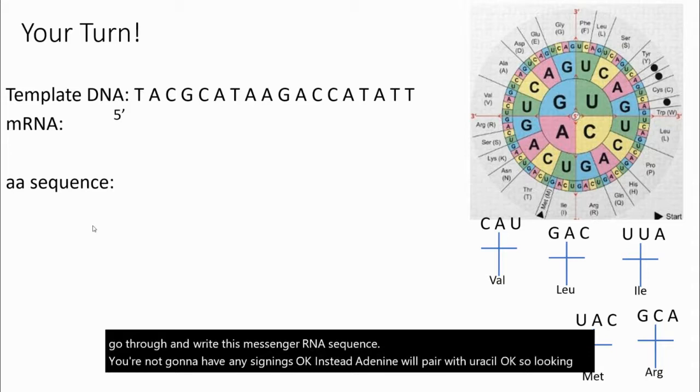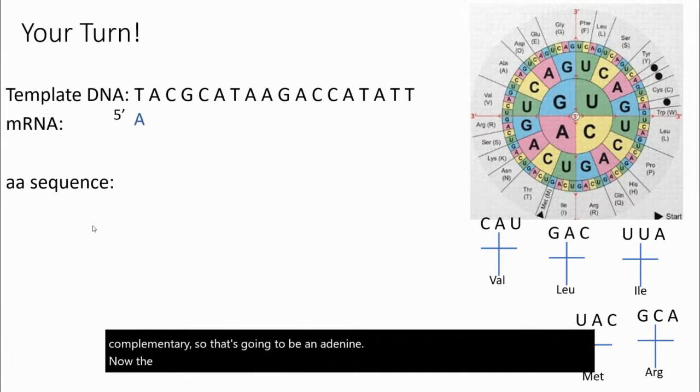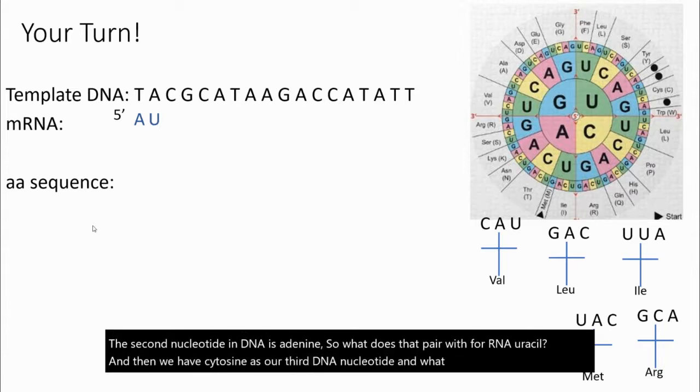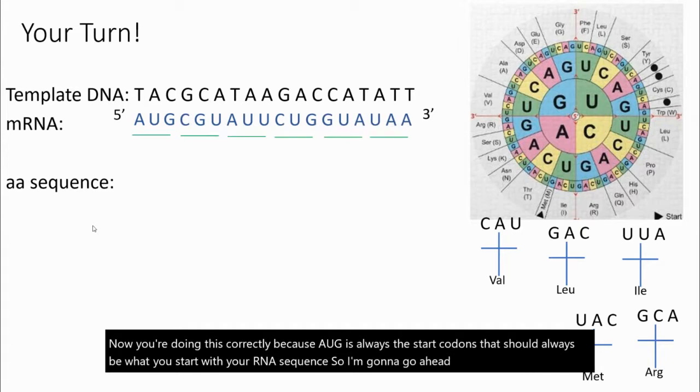Looking at the DNA, the first nucleotide is thymine. The RNA must be complementary, so that's going to be an adenine. The second nucleotide in DNA is adenine. What does that pair with for RNA? Uracil. Then we have cytosine as our third DNA nucleotide, and what pairs with cytosine? Guanine. You know you're doing this correctly because AUG is always the start codon, so that should always be what you start your RNA sequence with. I'm going to go ahead and fill out the rest.